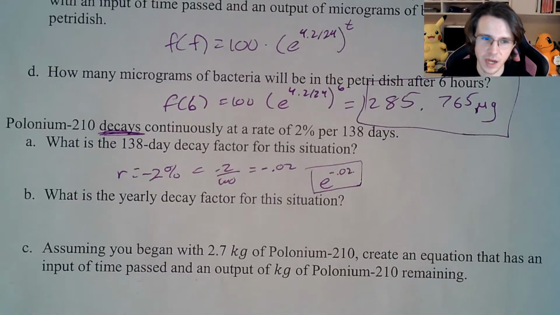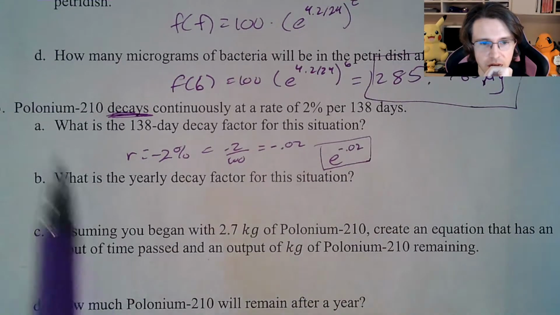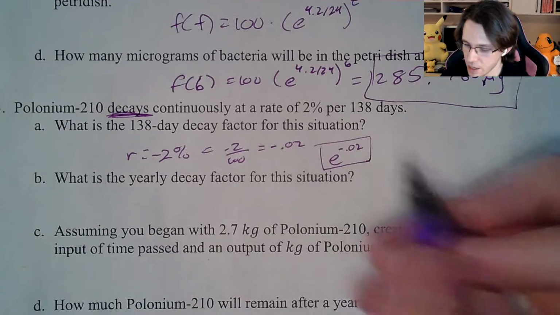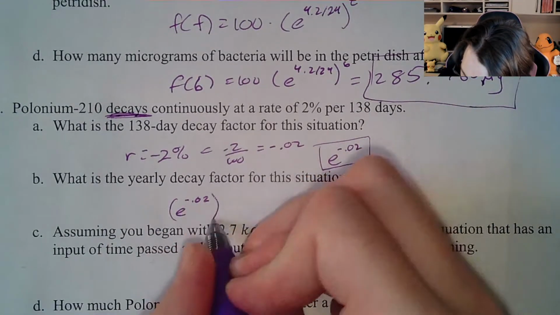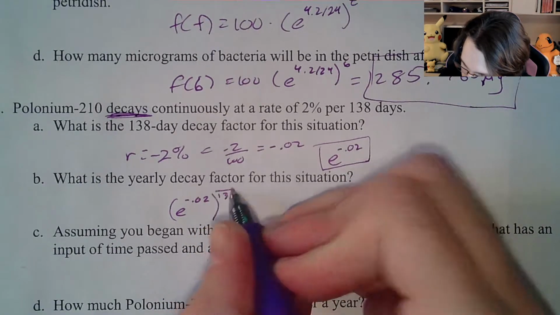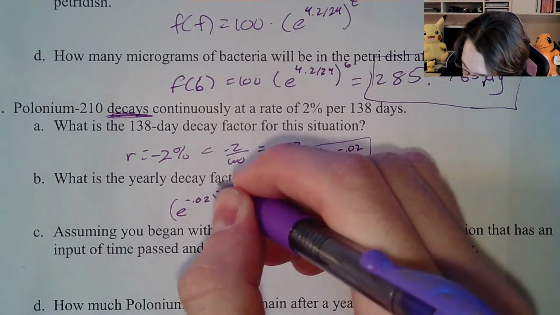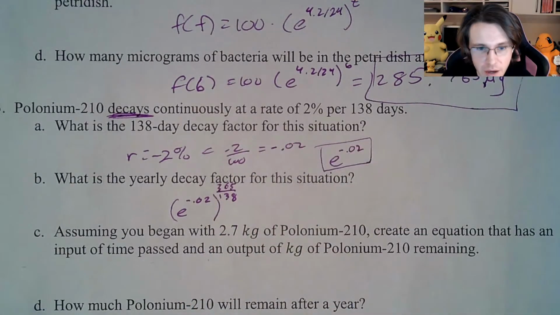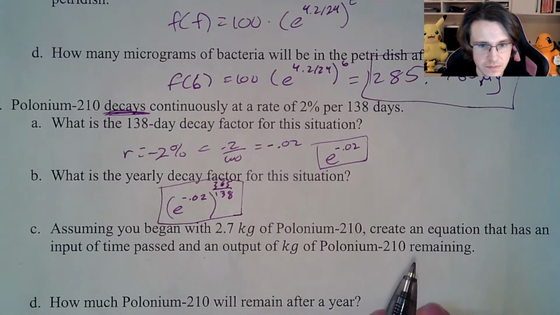The yearly decay factor. Now, this is a tough one. I did try to make it a little bit tougher right here at the end. So we have the 138 days. If you have the 138 days, you can raise that and divide by 138, and that's going to bring you to the daily growth factor. To get up to the year, 365 on top. And that's going to give you your yearly decay factor for this situation. And again, you don't have to multiply out. You can just leave it like that.